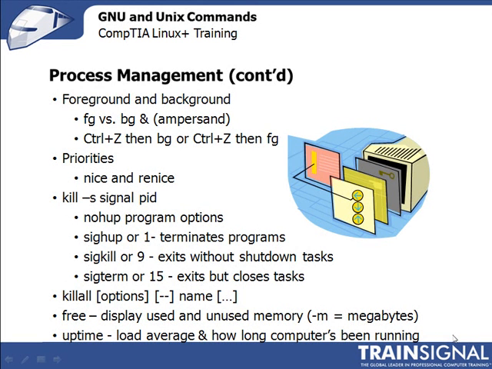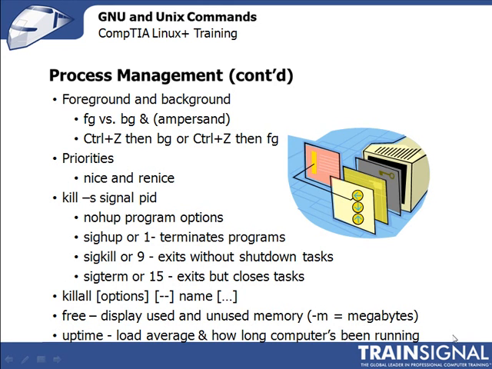If you want to kill a process altogether, you use the kill command. The syntax is kill -s signal followed by the process ID, where signal is a name or number. And those options are SIGHUP or number 1, which terminates the program.